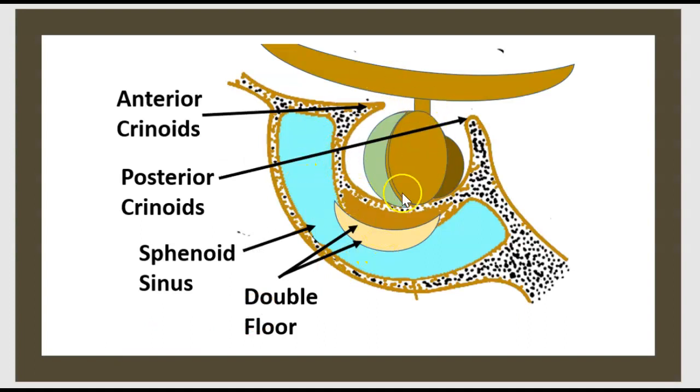Sella turcica, there is anterior clinoid, there is posterior clinoid, here's the sphenoid sinus, and this is the double floor of the sella turcica.